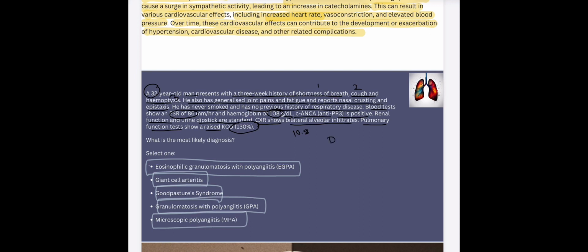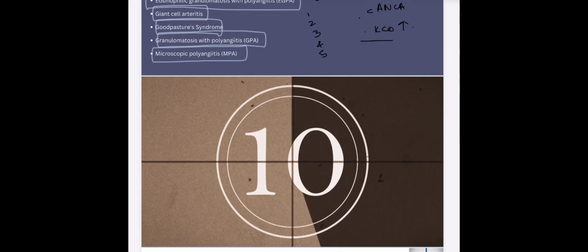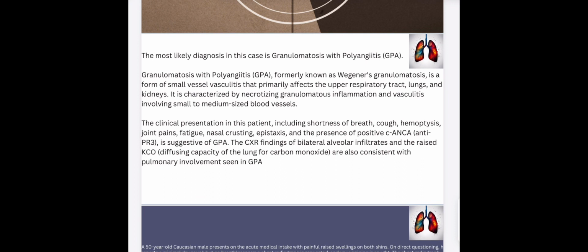So this question is really about a diagnosis. A young male with shortness of breath, cough, hemoptysis, epistaxis, nasal crusting. C-ANCA is positive with pulmonary bilateral alveolar infiltrates and raised KCO. I think it's a clear-cut diagnosis of granulomatosis with polyangiitis, previously known as Wegener's.